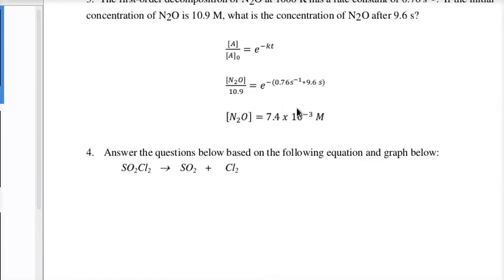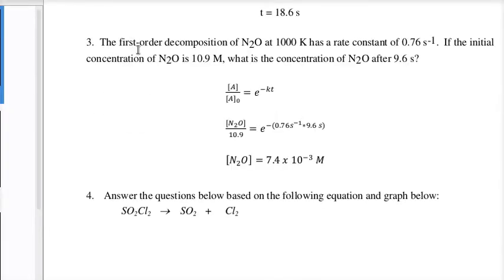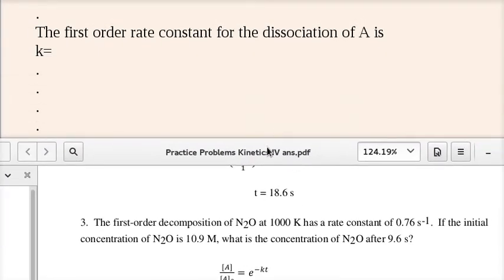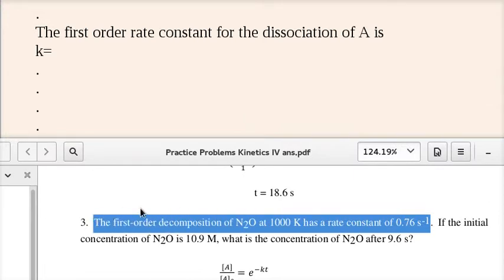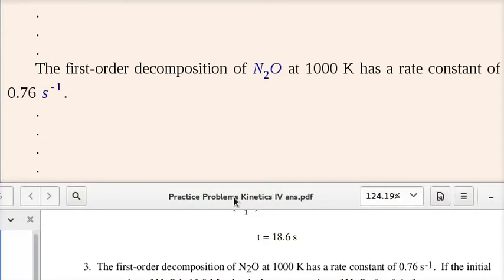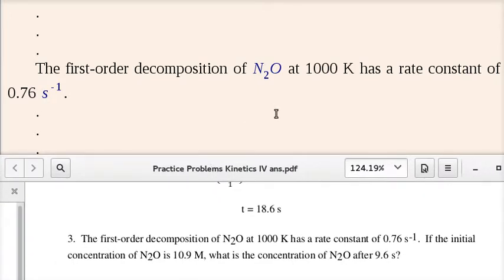So I'll start with number 3. The first order decomposition of N2O at 1000 Kelvin has a rate constant. So let's look at this sentence. The most important thing to notice is this is the temperature. It's not K.